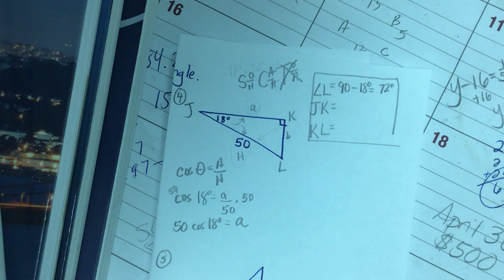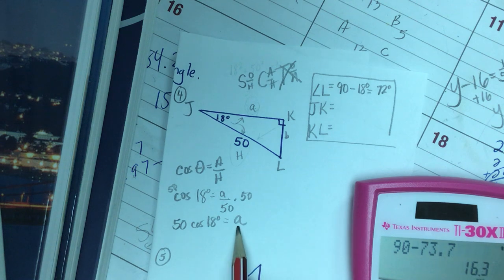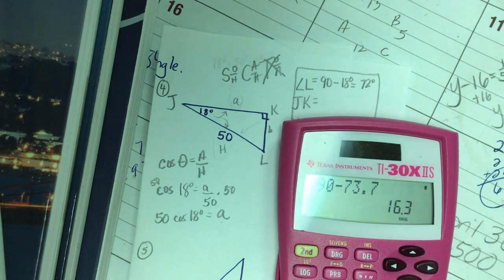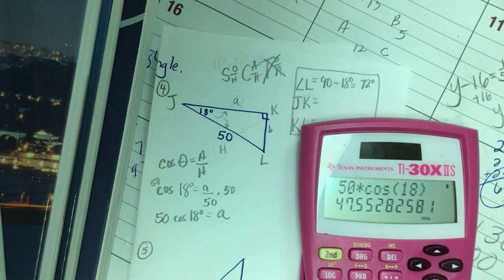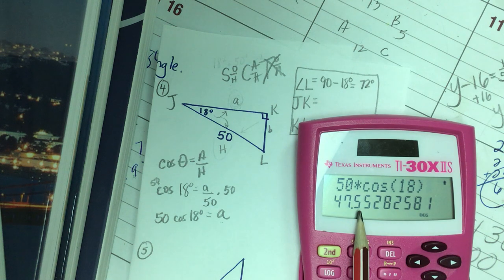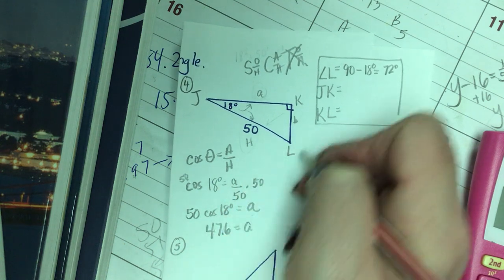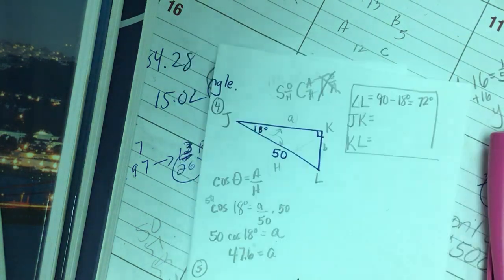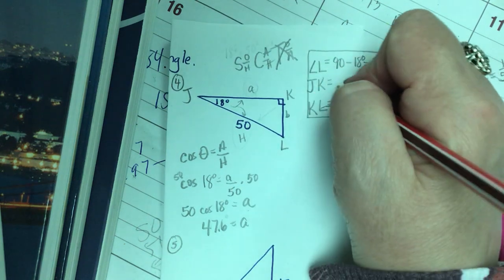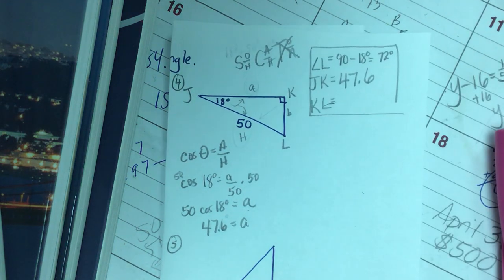Do I need to divide on this one? Because that was a question I got. Why didn't you divide, Ms. Bibb? Well, the answer to that is: is my variable alone? Yes, then I do not need to divide. I just need a calculator. 50 times the cosine of 18 is 47.6. Not degrees. See, I made a goofy mistake. When you're finding measures of sides, it's not degrees. It's just that measure.